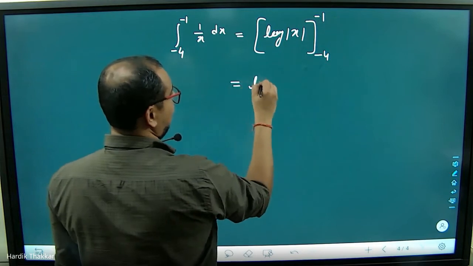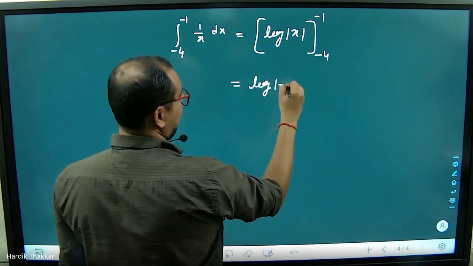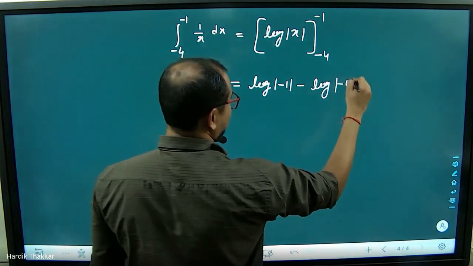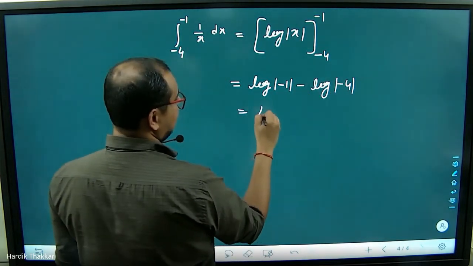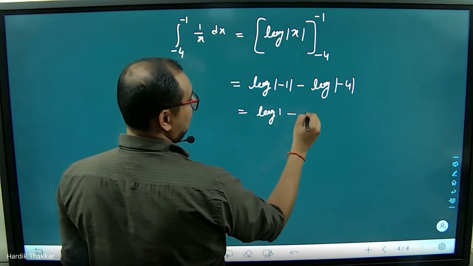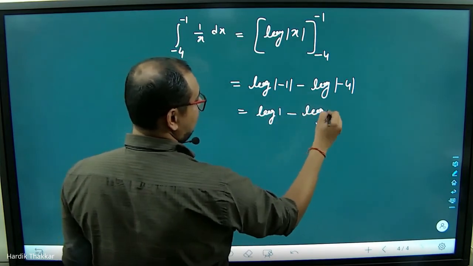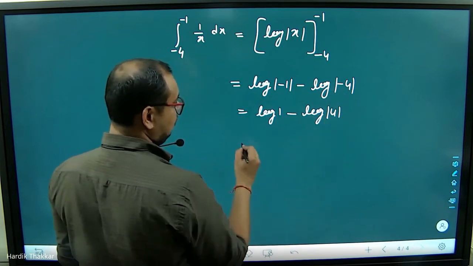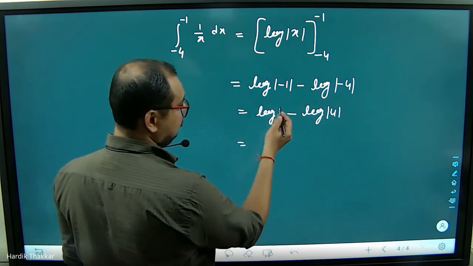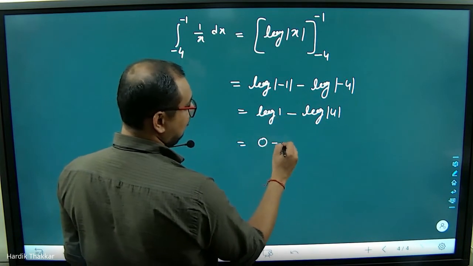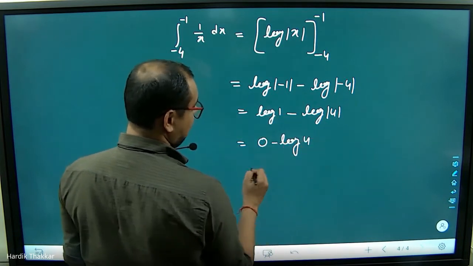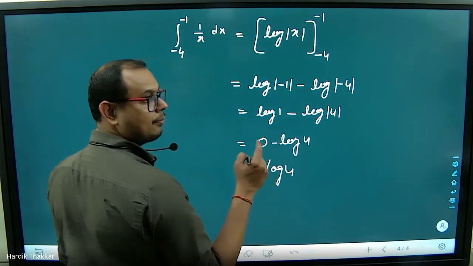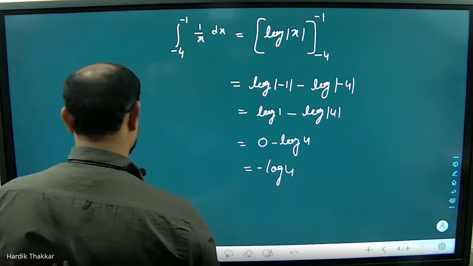Now put the upper limit, so it will be log mod of -1 minus the lower limit, log mod of -4. So log mod of -1 is nothing but log 1, minus log mod of -4, which is log 4, correct? Now the value of log 1 is 0, so you can directly write it as 0 minus log 4. That's it. This will be your answer. Clear? Naina? Yes, sir.